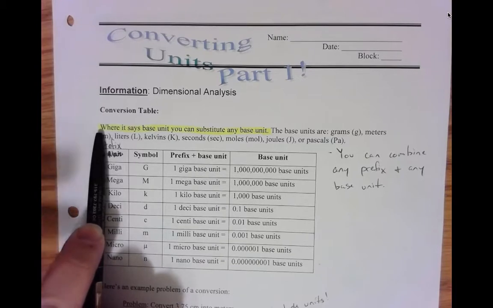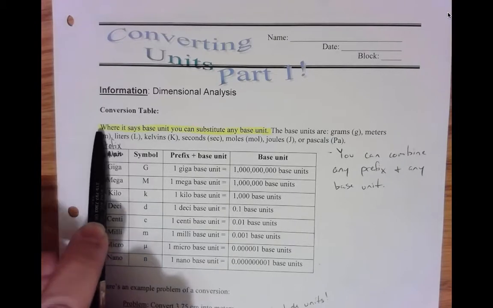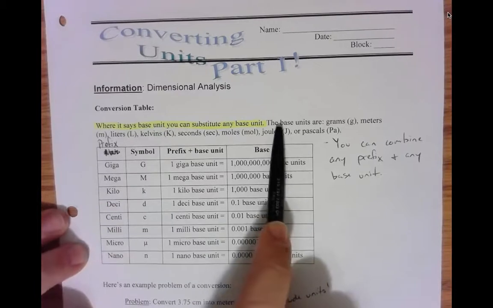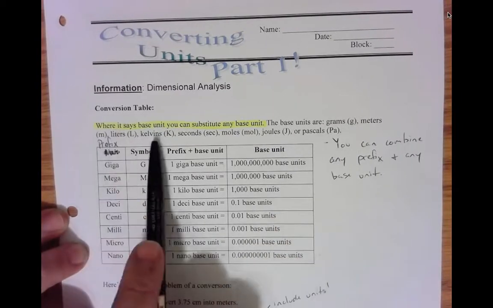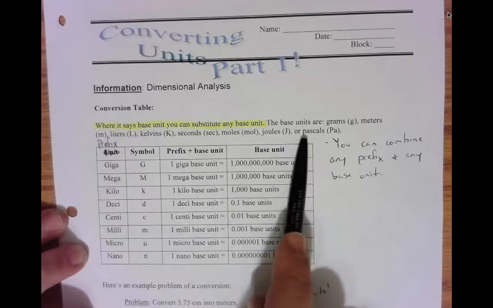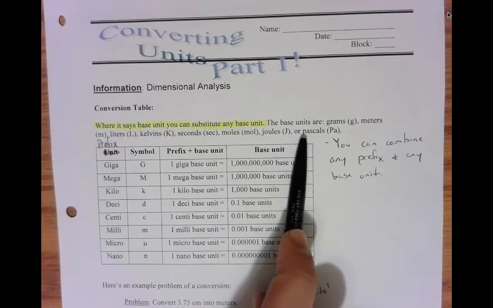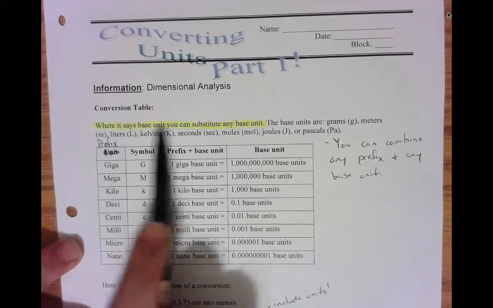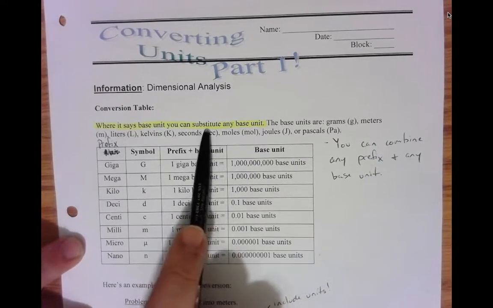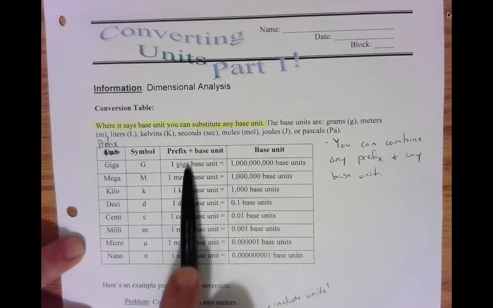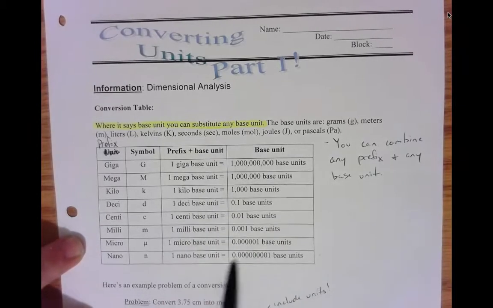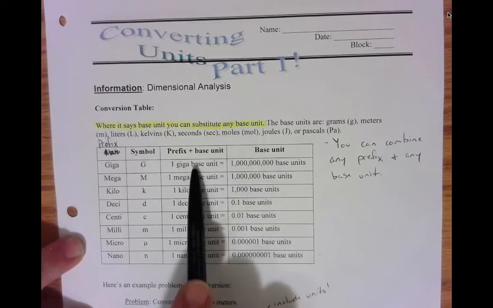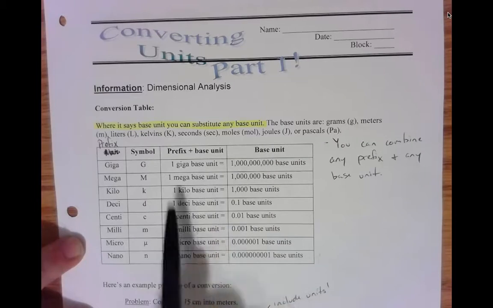So the first thing is to take a look at what our base units are. Our base units are grams, meters, liters, Kelvin, seconds, moles, joules, and pascals. You can find the abbreviation for each unit in parentheses next to it. The next thing is we need to look and figure out where we can substitute these base units in. So these base units are found in this table. So this table right here where it says base unit, you can substitute in any of these.